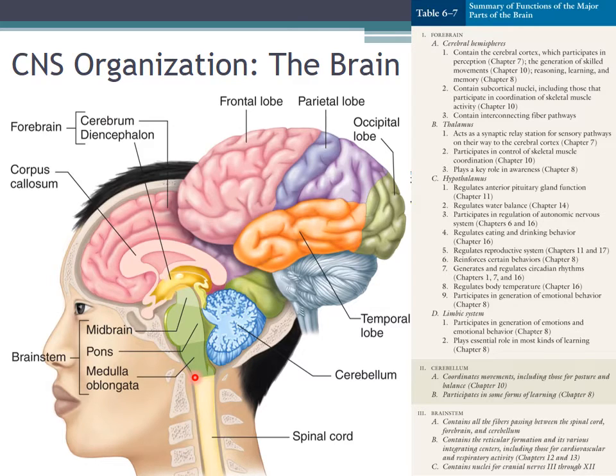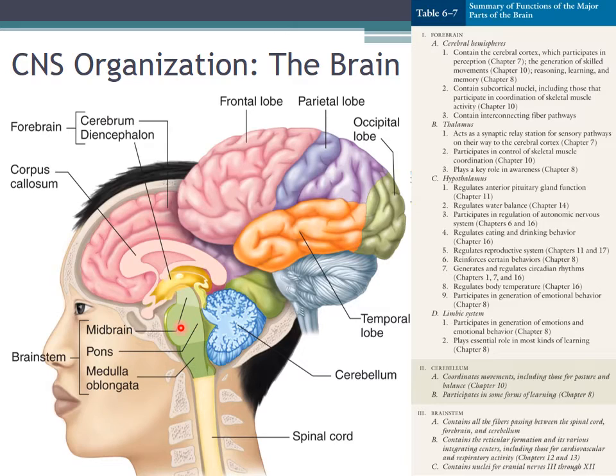There are also some major relay centers in the medulla oblongata for particular types of information. So if you have some type of somatic sensory information that's supposed to go to a particular region of the brain, that information may actually be directed by nuclei in the medulla oblongata.